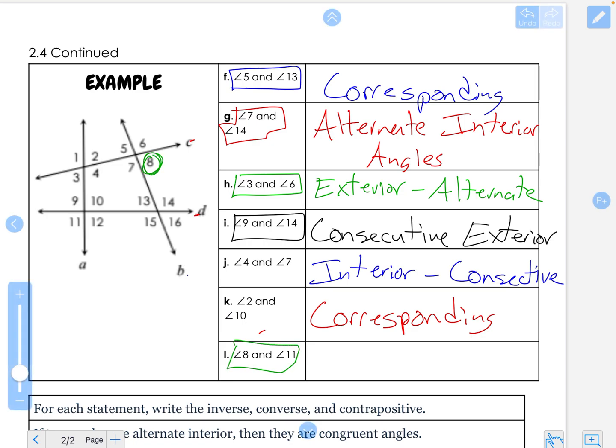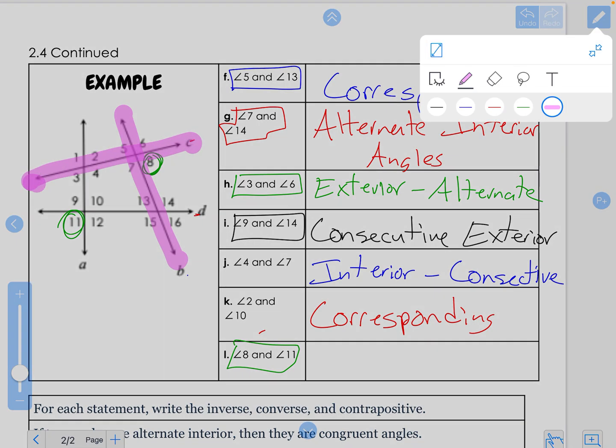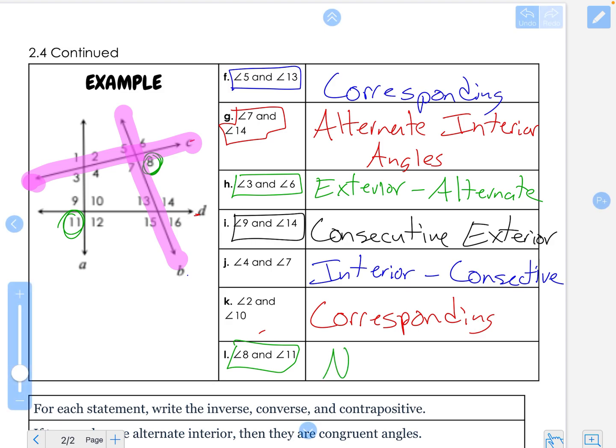So finally, we're looking at 8 and 11. I have 8 over here, and I have 11 over there. But if I trace the lines that 8 is on, 11 is not on those lines. If they are not on the same line, then they have no relationship. They are not corresponding, they're not alternate interior, because they are not on a transversal.